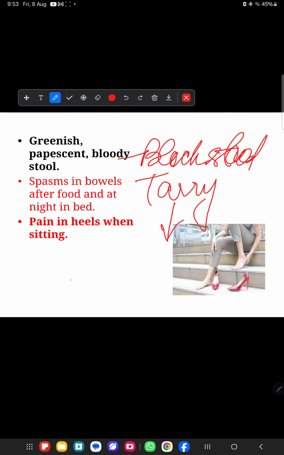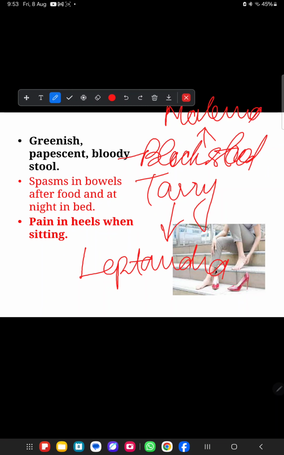Can anyone tell the name of the medicine? Black tarry stool. Leptandra is the medicine. Yes, very good. Leptandra is the medicine. But what can be the condition? What is this condition called when there is black tarry stool or black stool? Melena. Melena. Yes, very good. Melena.